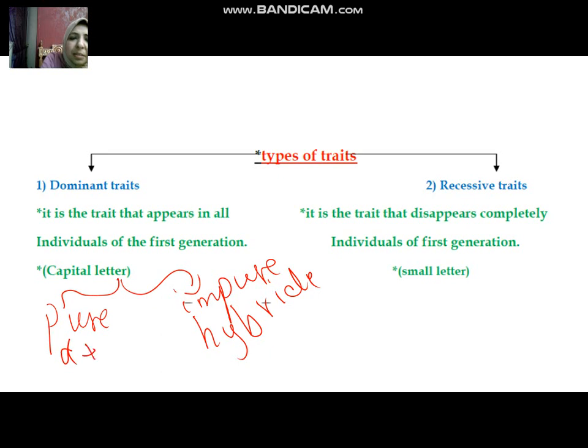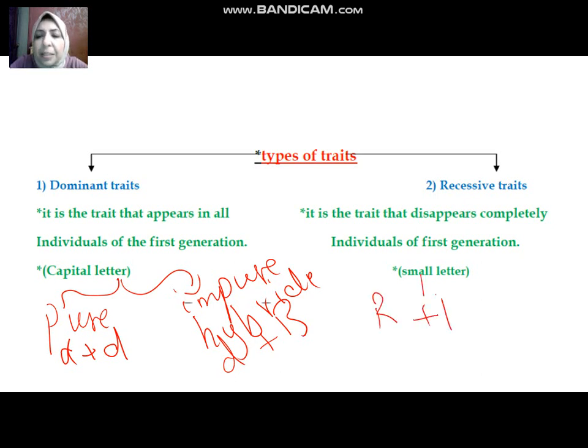Dominant plus dominant. If one of the genes is dominant and the other one is recessive, the trait will be impure or hybrid dominant. While the recessive trait should be expressed by two recessive genes, recessive plus recessive. So the recessive gene can't express itself except if it is found in two genes.